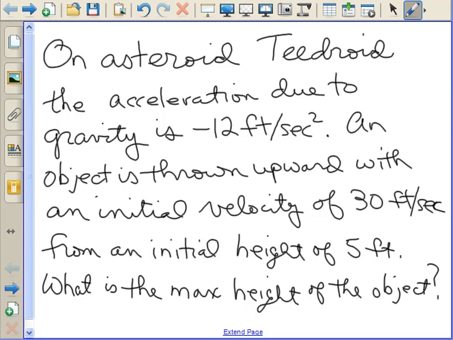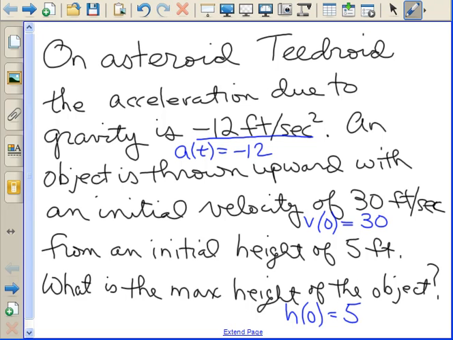So let's look at our words. Let's talk about the information that we're given. We are given that the acceleration function is negative 12. The acceleration here is a constant, or at least we're assuming it's a constant function. We are given the initial velocity, so that's v at time 0, v of 0 is 30. And we are given that the initial height, let's call that h of 0, is 5 feet. Now we want to find the maximum height.